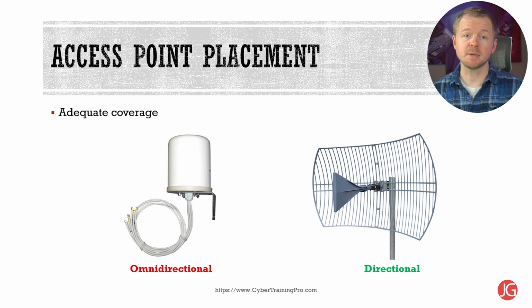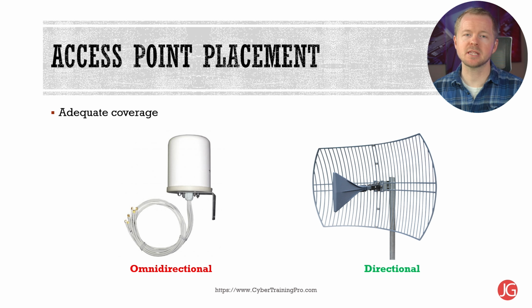Wireless access point placement is something that we should be concerned with for a few different reasons. Of course, the primary reason dealing with placement is going to be to make sure that we have adequate coverage on all of our sites. The other reason has to do with signal transmission and the type of antennas that we use. Omnidirectional antennas are one option that transmits signals in every direction. Directional antennas transmit the signal only in one direction.